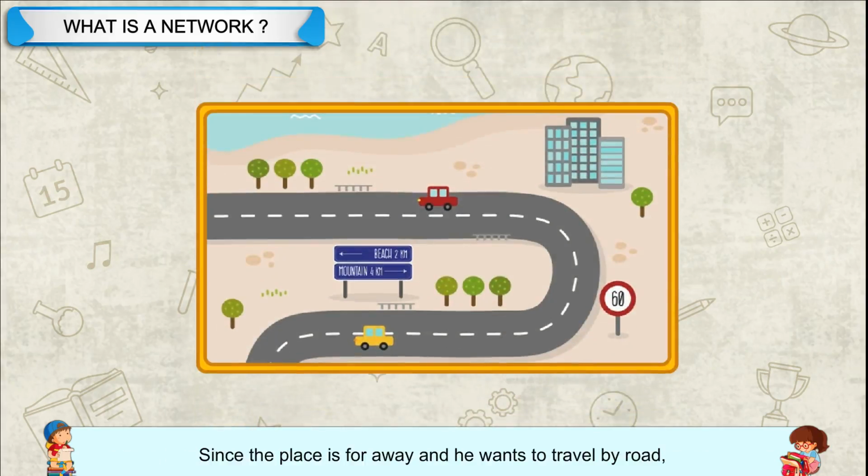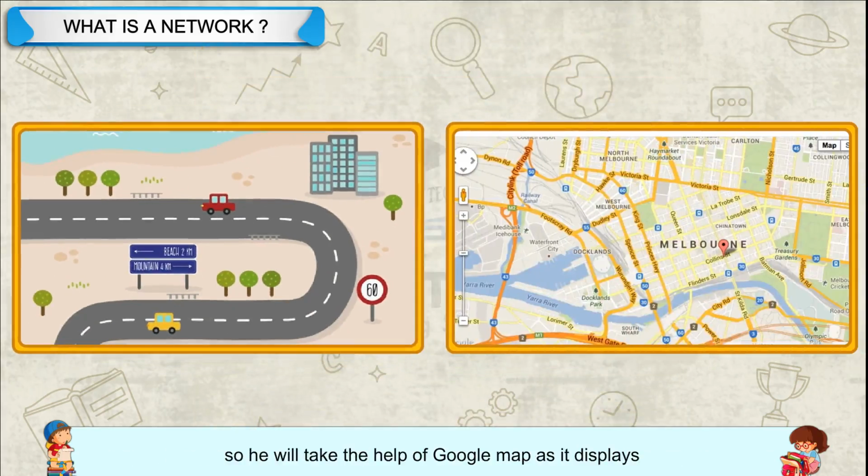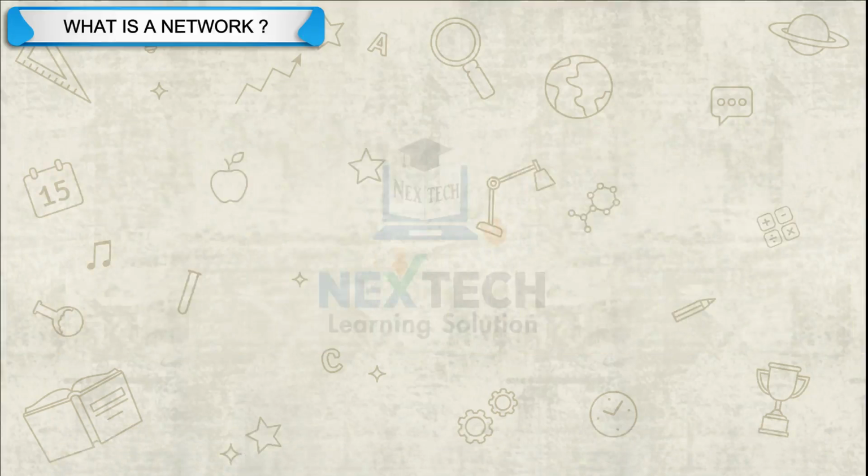Since the place is far away and he wants to travel by road, he will take the help of Google Map, as it displays the areas connected through a network of roads. These networks help in traveling from one place to another so that we can reach our destination.